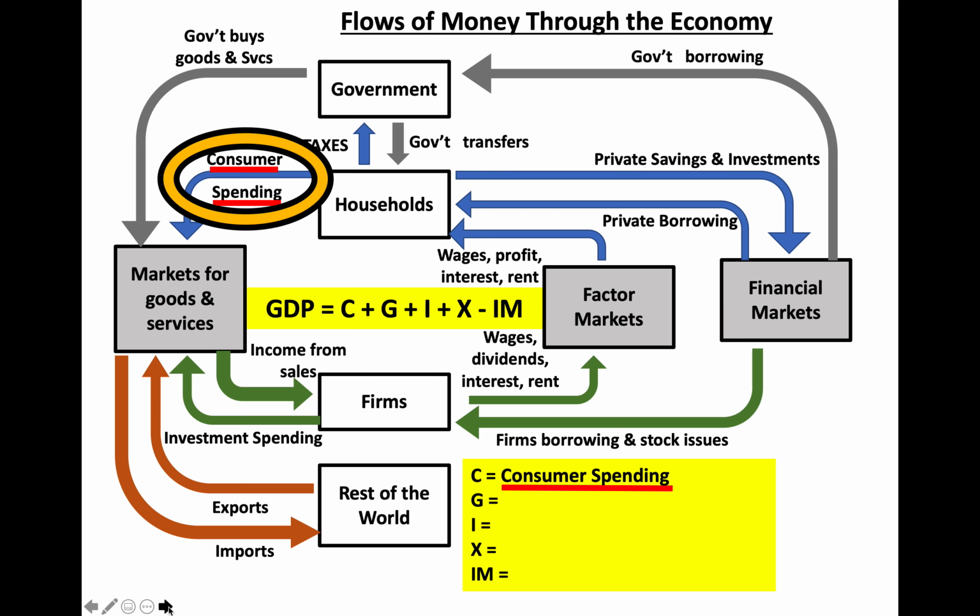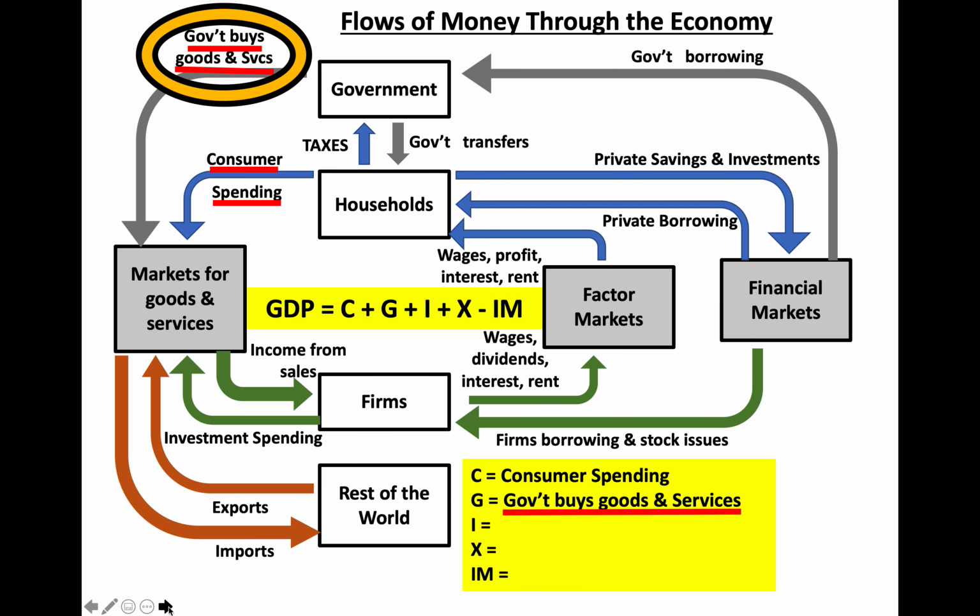Okay? So the next piece of the flow of the gross domestic product is how much money the government spends, because they take in our taxes and they buy stuff with it. They're going to pay for government workers.